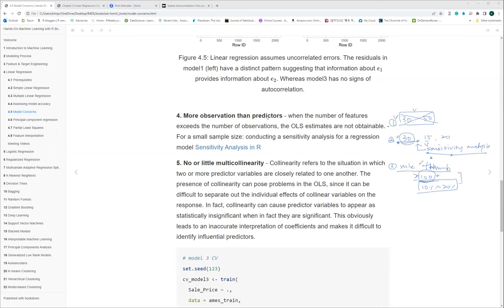But anyway, in this second case, where we have both a small sample size and fewer predictors compared to the in-depth model cases, conducting the sensitivity analysis should be implemented. So that's number four.